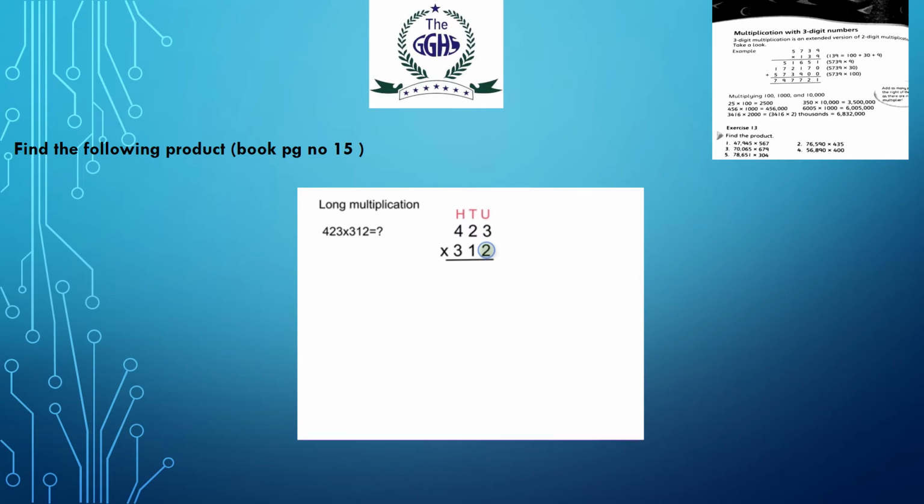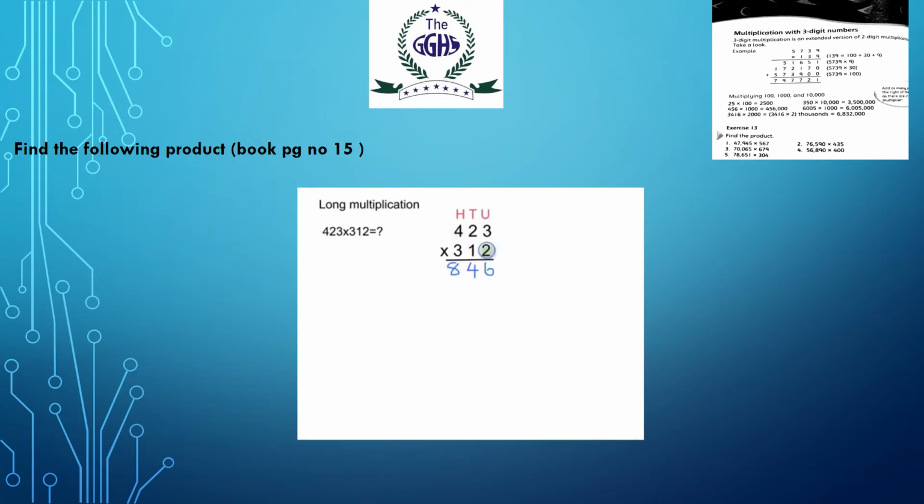Now take the bottom two units and multiply that with the top three units, which is 6. Take the two units again and now multiply it with the two tens at the top. 2 times 2 gives you 4. You will now take the 2 again, multiply it by the 4 hundreds, and 2 times 4 equals 8.